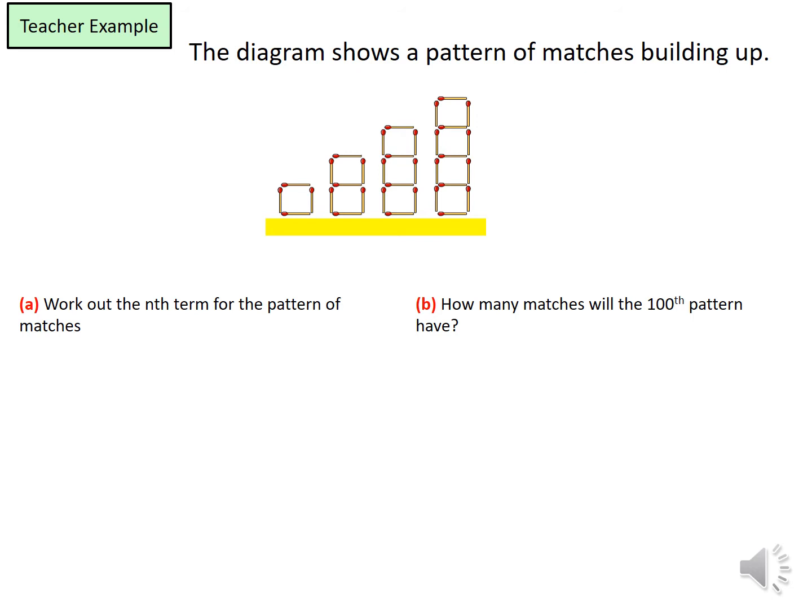So what we need to do first of all is identify how many matches there are in each of these patterns. So if you look at the first one, there's 1, 2, 3, 4. On this one, 1, 2, 3, 4, 5, 6, 7 in the next one, 1, 2, 3, 4, 5, 6, 7, 8, 9, 10, and then if that's 10, 11, 12, 13, this is 13.